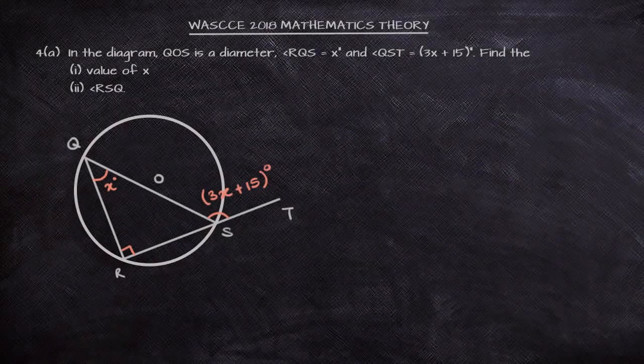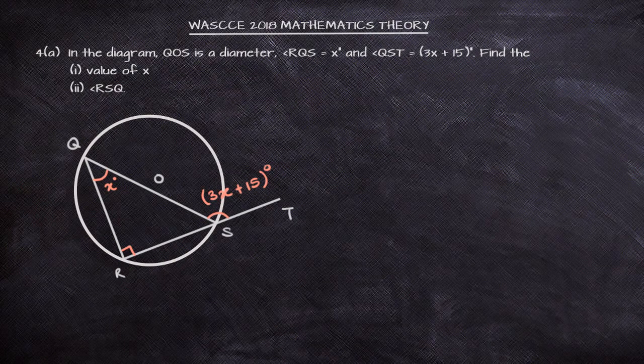Now, going to question 4a. Here we are given the diagram, a circle, and QOS is the diameter, angle RQS is x, and angle QST, the obtuse angle, is 3x plus 15. We have to find the value of x and angle RSQ. There are many ways we can go about trying to solve this question.